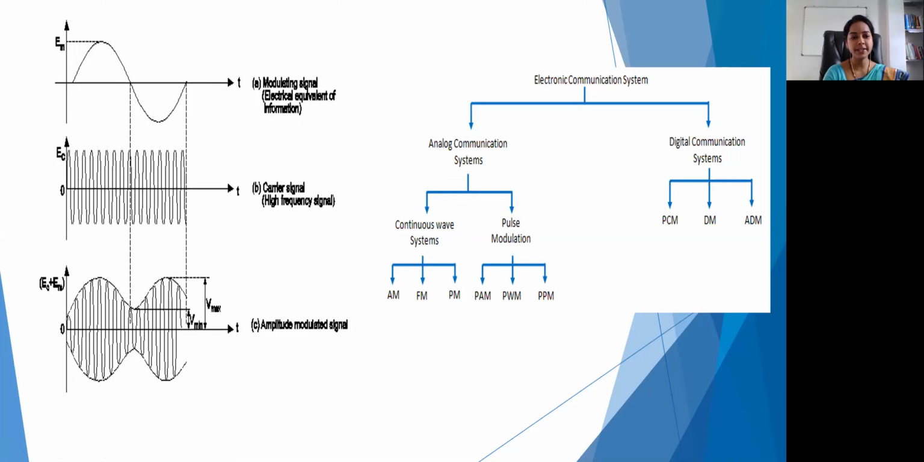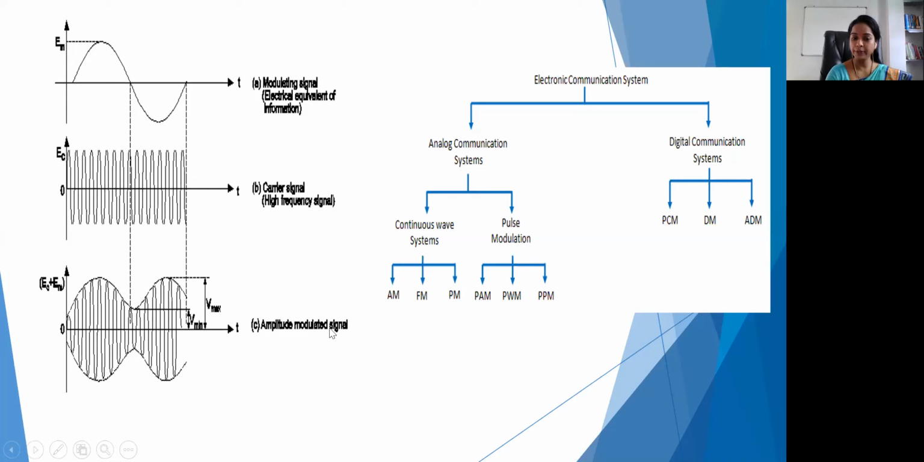How do we get this signal? As soon as you get the input from a transducer, this is the output of a transducer. Then we have oscillators. What we do in the oscillator is generate a high frequency carrier signal, and in the modulator we mix these two signals together to get a particular type of modulation.